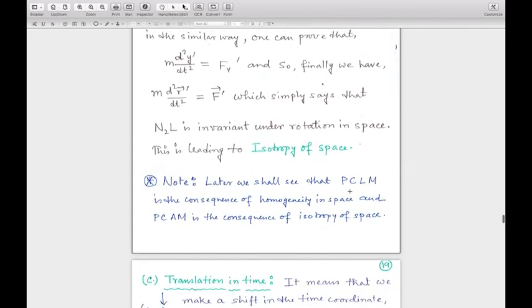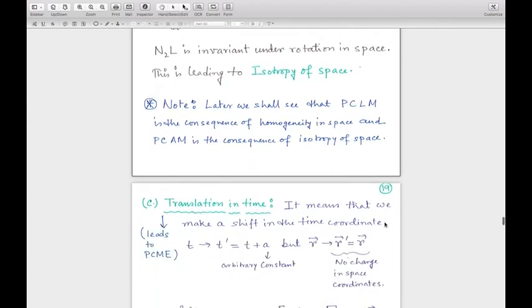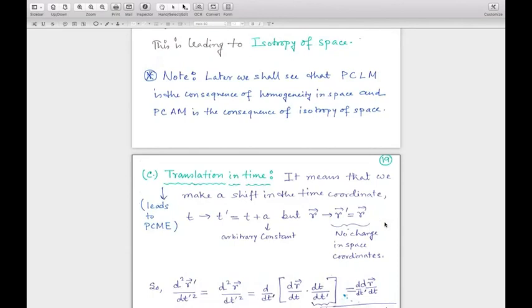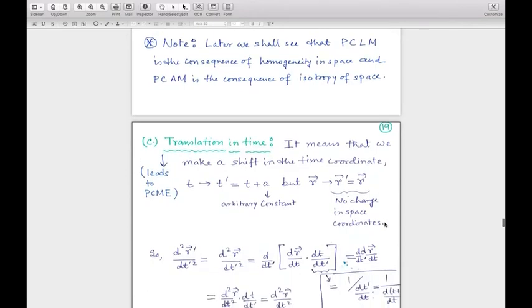In some lectures we will come back to this, and we will actually see that PCLM, the principle of conservation of linear momentum, is the consequence of homogeneity in space, and the principle of conservation of angular momentum is the consequence of isotropy of space. Okay, and that will be discussed in the context of the very famous Noether's theorem. You will see that symmetry and conservation are all related in a very elegant way.